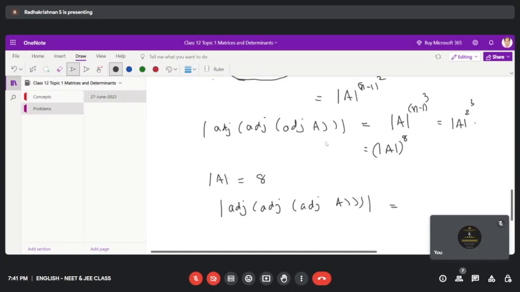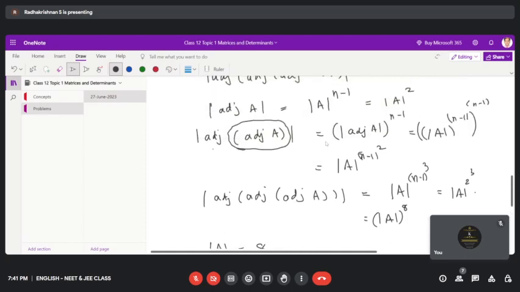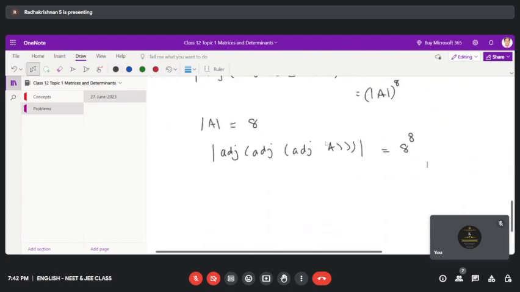So determinant of A to the power of 8, that means 8 to the power of 8. So the problem doesn't stop here. They are giving that this is equal to 16 to the power of n. So find out the value of n. Solve this. This should be very easy for you. 8 to the power of 8 equal to 16 to the power of n.